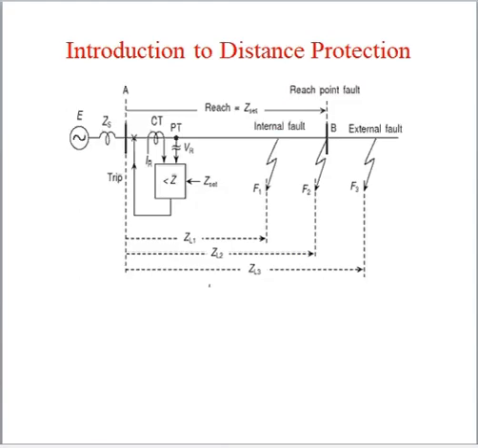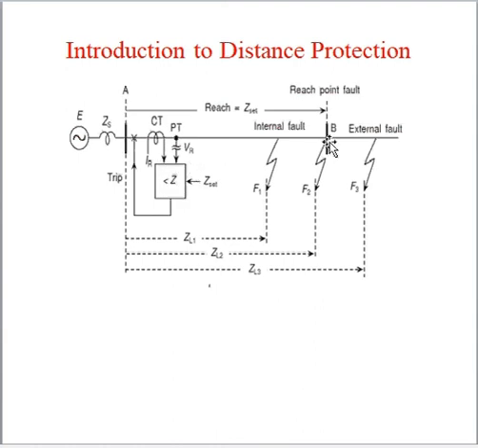And how distance protection is happening: this is the generator, transformer and bus bar, and this is the circuit breaker, CT, relay, and PT, and one line, and again a bus bar, again another line. If the fault is in between bus bar A and bus bar B, then this relay takes it as an internal fault.